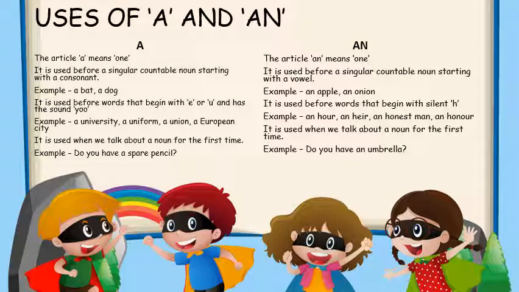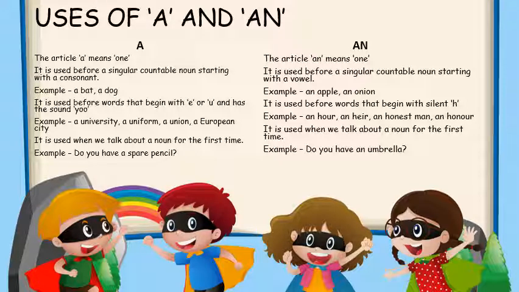The second point is it is used before words that begin with E or U and have the sound U. So usually with vowels we don't use a, but here there is a special case where words beginning with E or U, you can use a, and the sound of E or U should be the sound of Y. Look at the examples. A university, a uniform, a union, a European city. All these are words beginning with U or E and having the sound Y.